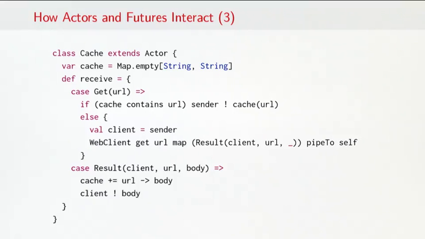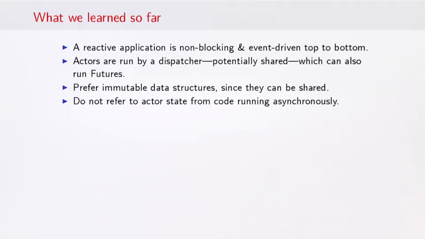Therefore, we must cache the sender in a local value. When you reference this local value in here, the closure formed by this function literal will contain the value itself and not the recipe how to obtain it, so it will not call the sender method. So the fourth thing we learned is that we should make sure that we do not refer to actor state from code which is running asynchronously, for example, using the scheduler or in future combinators.